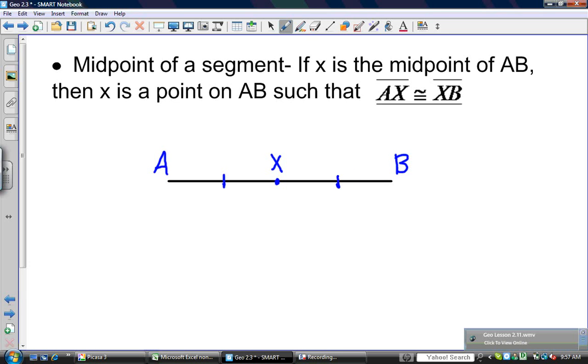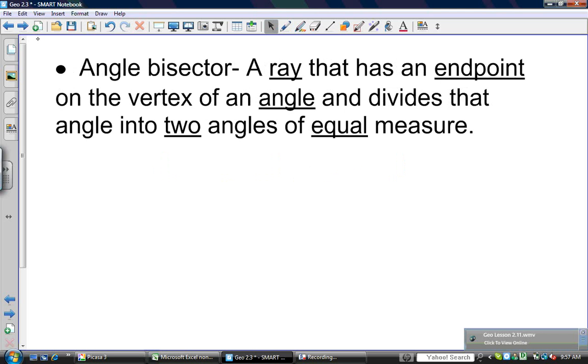x-axis. That seems to make sense. If x is in the middle, this distance and that distance have to be exactly the same. Now an angle bisector, it's a ray that has an endpoint on a vertex of an angle and divides that angle into two angles of equal measure.